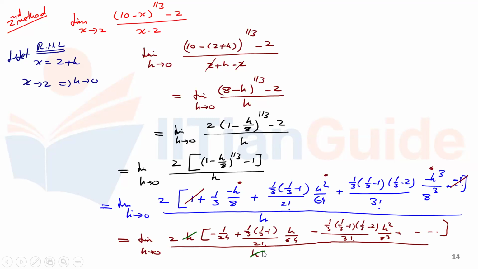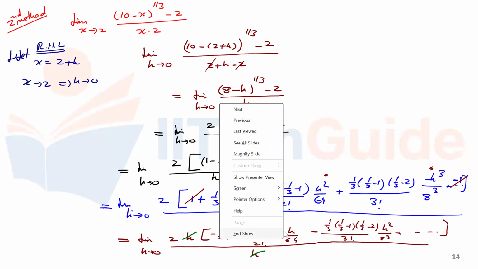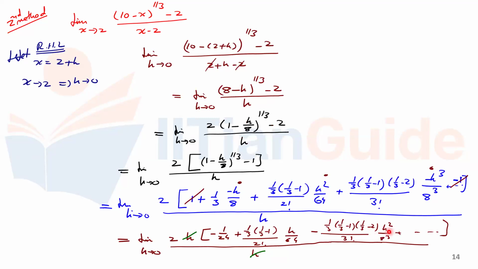Now in the numerator, I have the first term, which is minus 1 by 24. The second term has h, the next term has h square, next term will have h cube, and so on. All the terms will have h. When h is tending to 0, the second term becomes 0, third term becomes 0, fourth term becomes 0, all the terms become 0. So I can get the answer, that is 2 multiplied by minus 1 by 24. My answer is minus 1 by 12. That is my answer. Clear?